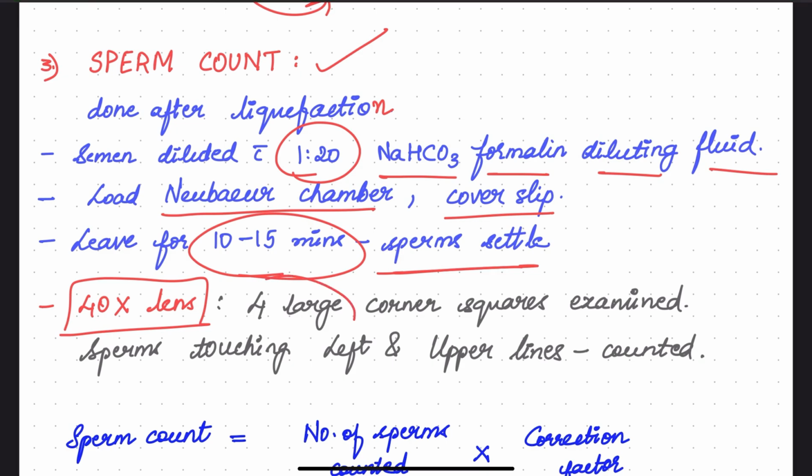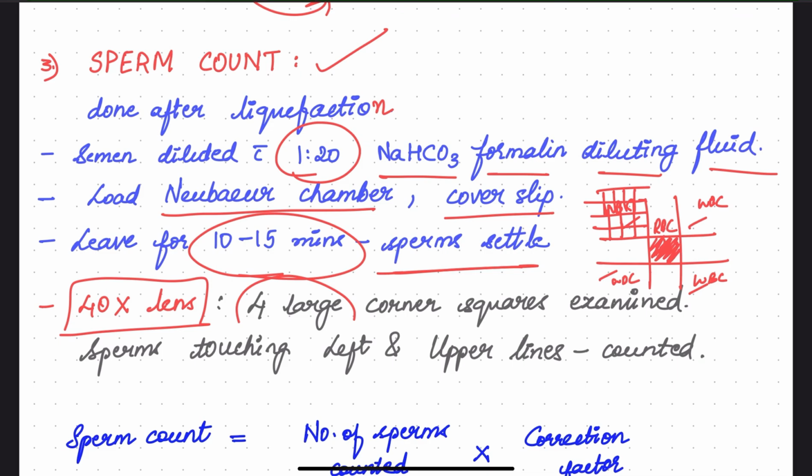Four large corner squares. This is the Neubauer chamber. This is the RBC square. These large corner squares are the WBC squares. So here the four large corner squares you take. Corner squares are counted for semen. Four large corner squares are examined, and the sperms falling on the upper and the left margins are also counted as within the box.